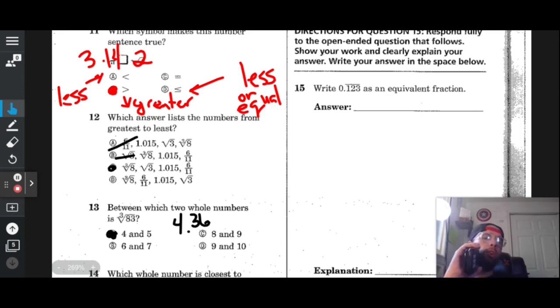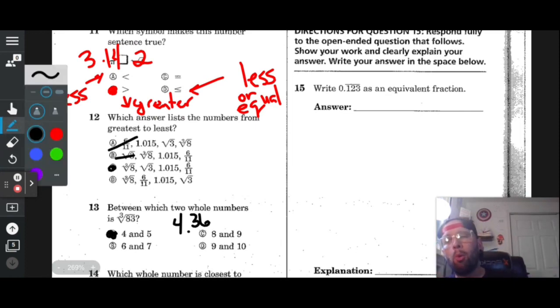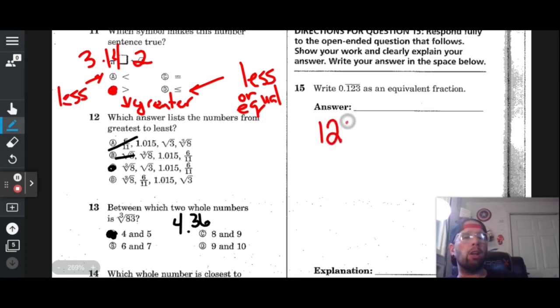Write 0.123 repeating as an equivalent fraction. All right, 0.123 repeating means you put it over 3 nines. Here's the thing. You have to look at this and ask yourself, can I divide this? Can I simplify this any further? And the answer is yes.